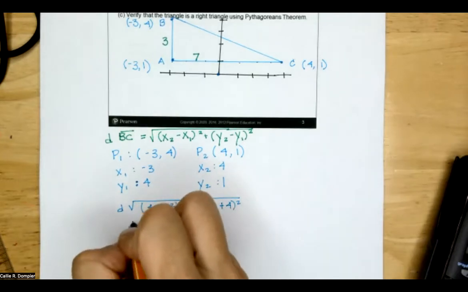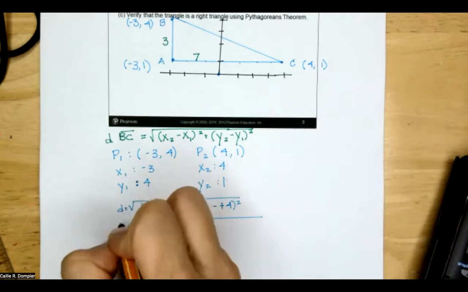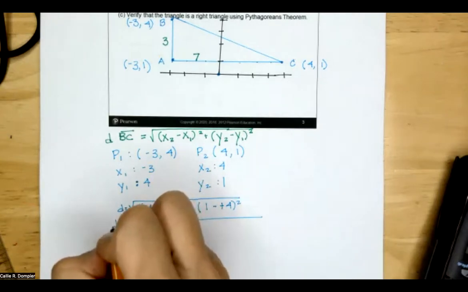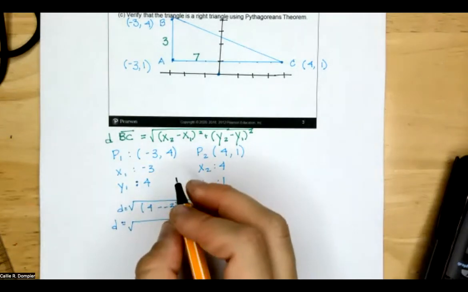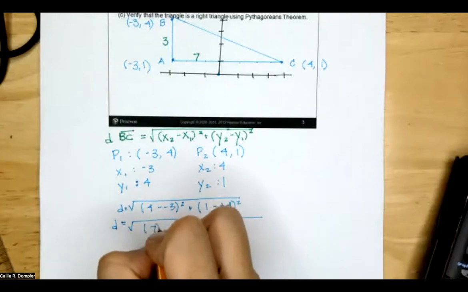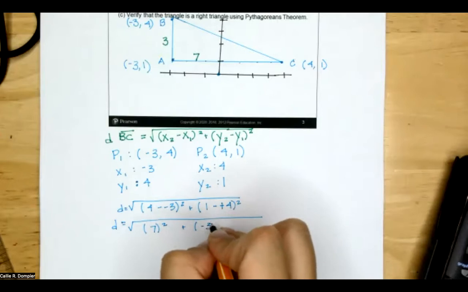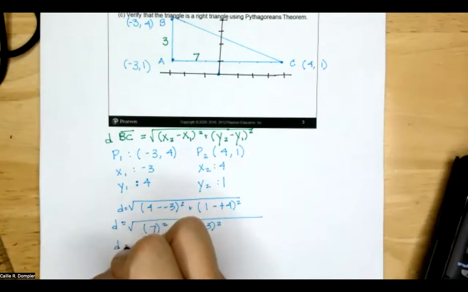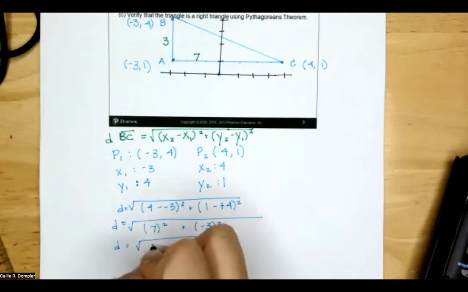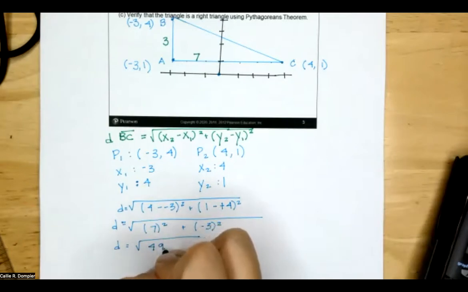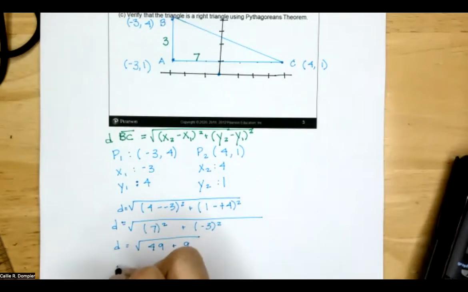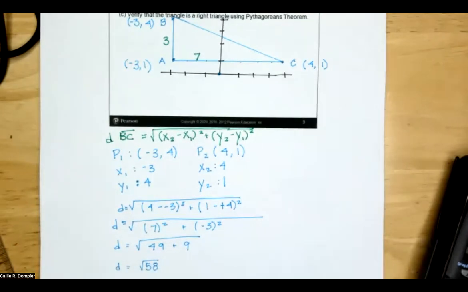All right. Four minus a -3 is just 7 squared. 1 minus 4 is a -3 squared. That's 49 and 9. So that's the square root of 58.